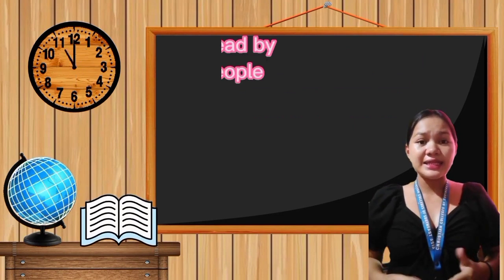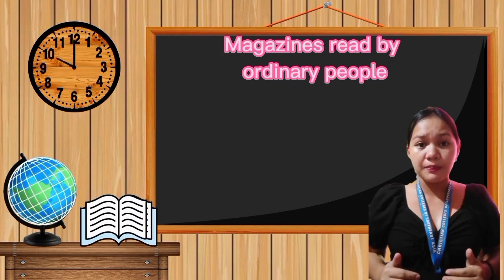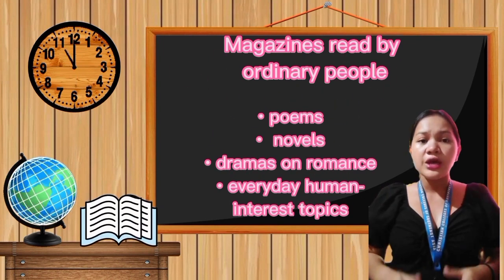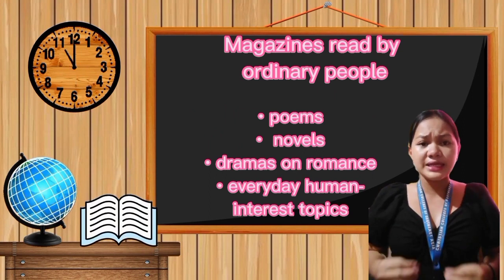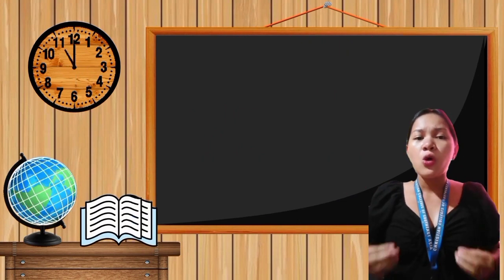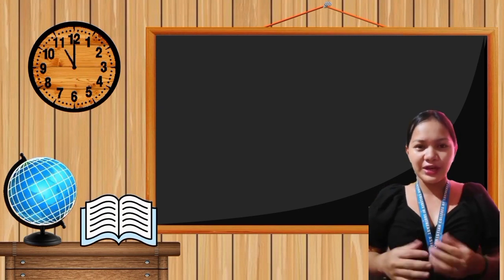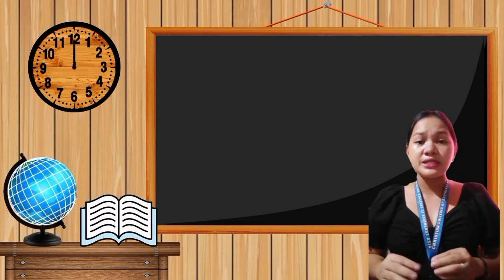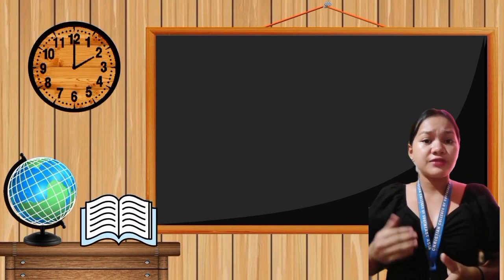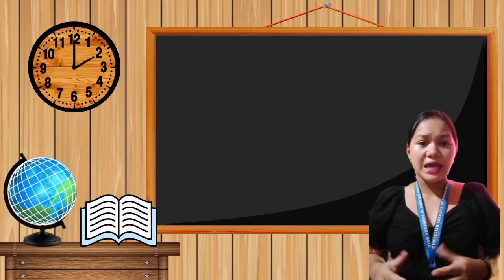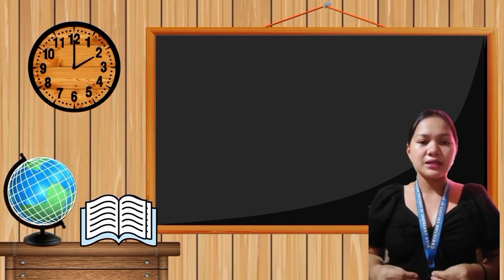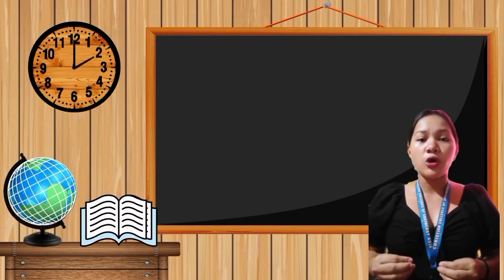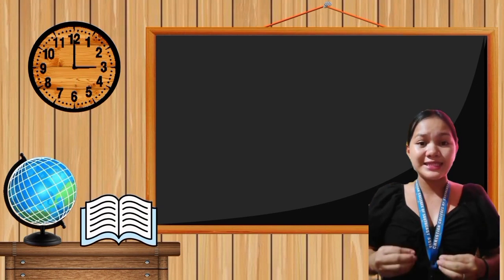Meanwhile, in the local dailies and magazines read by ordinary people, especially in the countryside, poems, novels, and dramas on romance and everyday human interest topics were still very much widespread in the literary form of the earlier Spanish tradition, though the beginnings of the experimentation by some writers on new patterns of versification, rhyme, meter, and stanza following the American style could be gradually seen. Public speaking and debate, another form of literature, were also born at this time.